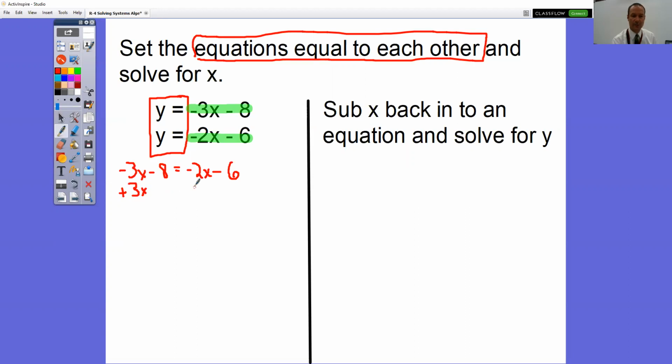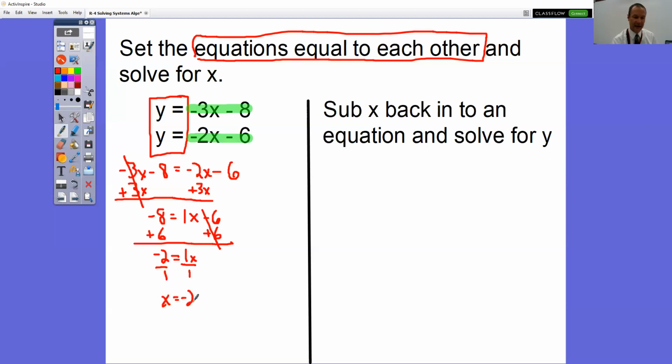So I like working with the smaller of the 2 letters first. So I'm going to do plus 3x and plus 3x. Those cancel out. Bring down your negative 8, bring down your equal sign. Negative 2x plus 3x is 1x. Bring down your minus 6. Now you just have a 2-step equation. So plus 6 plus 6. Negative 8 plus 6 is negative 2. Divide by 1, and we get x equals negative 2.